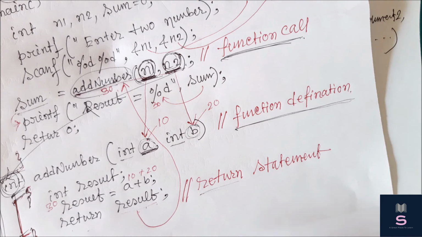Anyhow, after executing the return statement, control transfers to the calling function. That is the best line we can say. So, in this example, the value of the result variable is returned to the main function, and the main function assigns this value to another variable, sum.